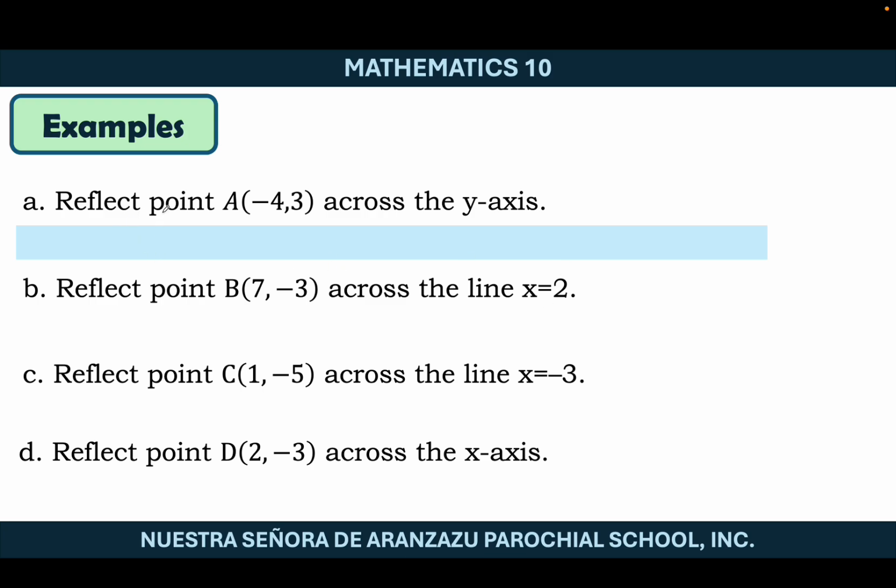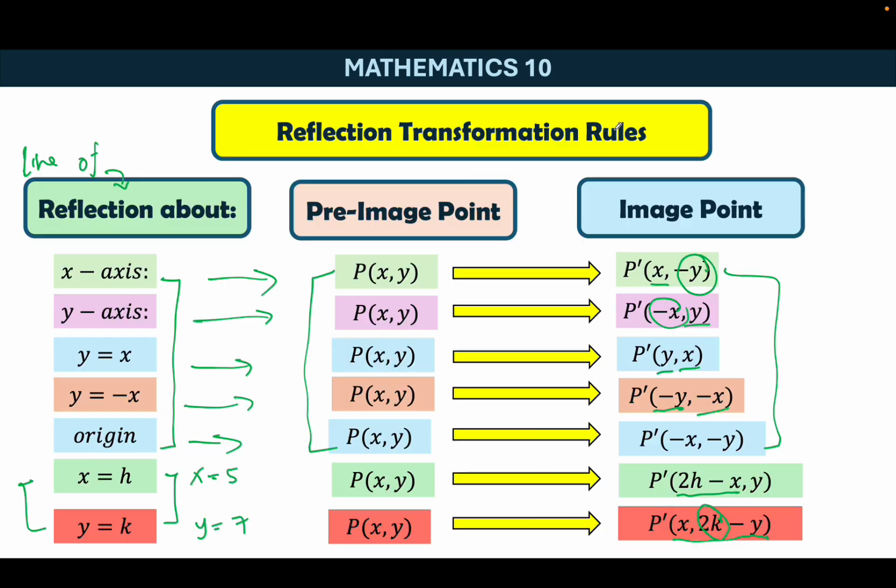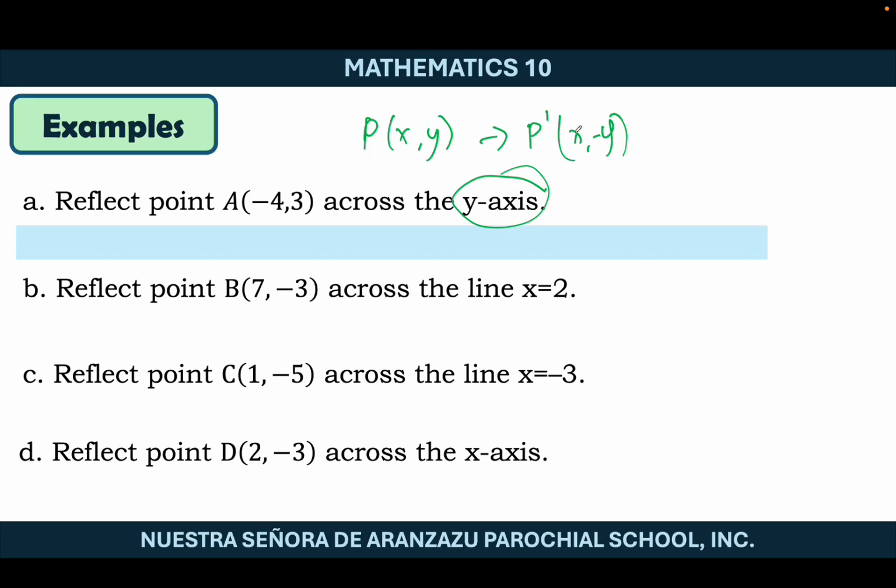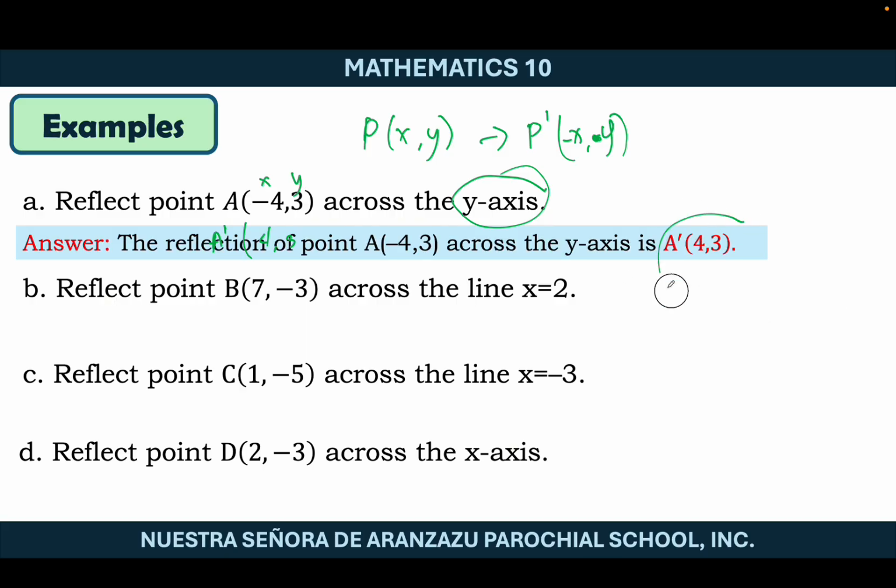Okay, this first. Reflect point A, negative 4, 3 across the y-axis. So, y-axis. What we said earlier, if you have a given point x, y, when transformed along the y-axis, the given point will become, copy the x, change the sign of your y? Right? No. X-axis, y-axis. Change the sign of your x, then copy y. So, this is your x, this is your y. So, our A prime is 4, 3. So, that is the reflected point.